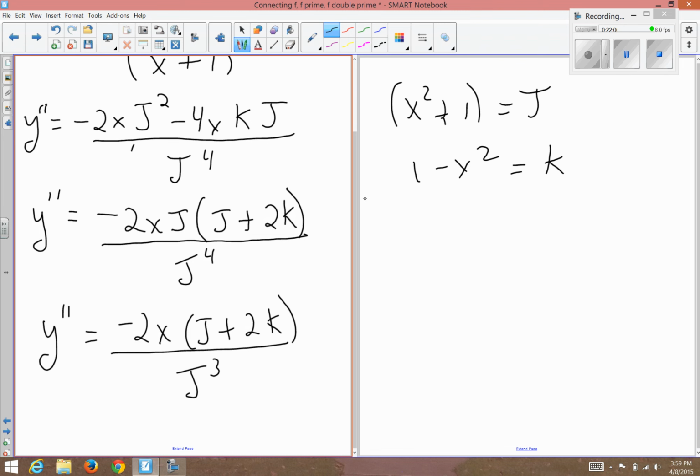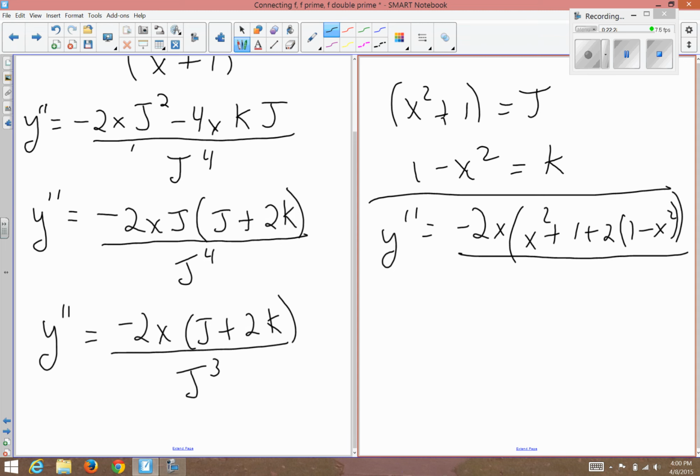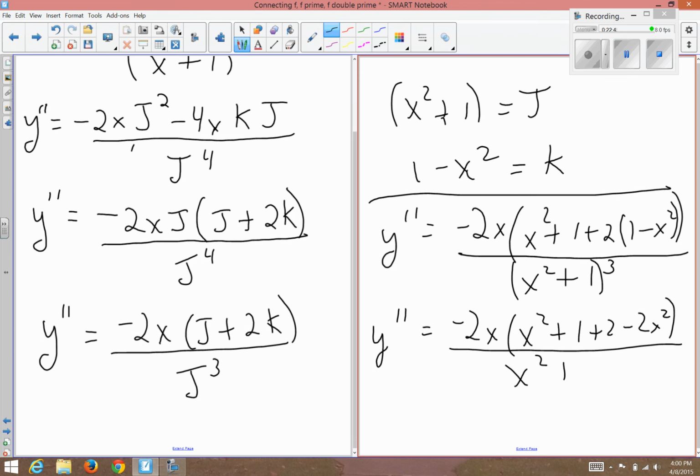Can't think of anything else to do here, so I'm going to turn j back into x squared plus 1. And 2 times k, right there, 2 times k, means 2 times this. Right here, this is k. All over j to the 3rd, that would mean x squared plus 1 to the 3rd. So the second derivative is negative 2x times x squared plus 1 plus 2 minus 2x squared, I'm just distributing the 2, over x squared plus 1 cubed.